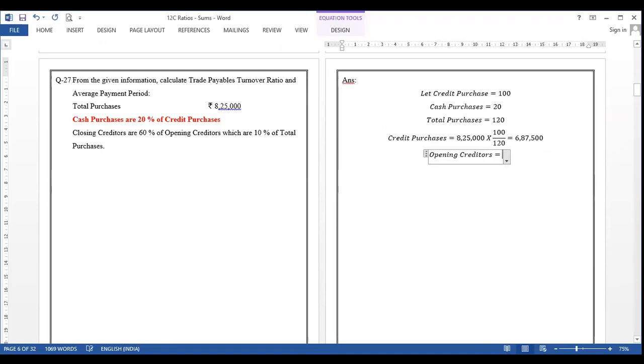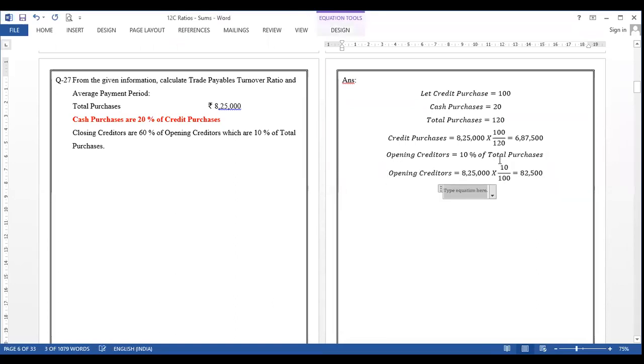Opening creditors is 10% of total purchases. Now place the values over here. Opening creditors will be 10 by 100 into 8,25,000, which will be 82,500. Yes, that's correct. That is 82,500.